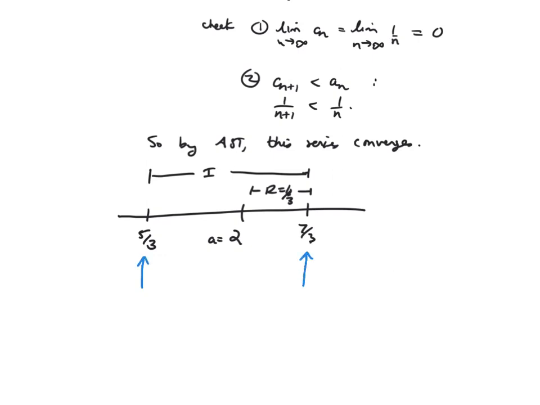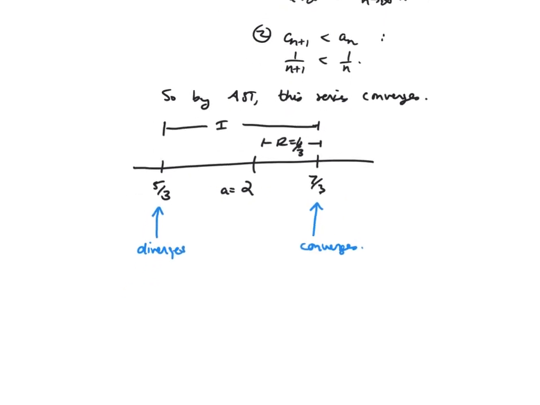And we said at 5 over 3, the series that results diverges. And over at 7 over 3, that led to an alternating series, which we could show converges. So finally, we use all that information together, and we say the interval of convergence, I, is 5 over 3, not including the boundary, so we use a round bracket there, and 7 over 3, including that boundary, so we use a square bracket there.